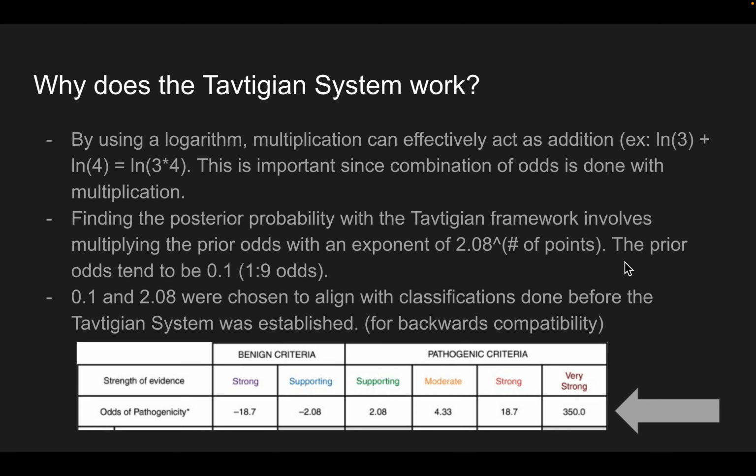The prior odds tend to be 0.1, 1 to 9 odds, and the reason we specifically chose 0.1 and 2.08 was because it aligned with the classifications already done before the Tavtigian system was implemented. Because actually it was implemented pretty recently, only a couple years ago, not that long ago. So it's supposed to match up with the old framework for backwards compatibility, so you don't have to reclassify a bunch of variants. So you can see this applies here, 2.08. This matches with positive 1 point. This matches with negative 1 point.